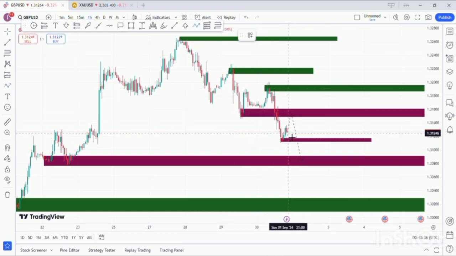But on the flip side, if price decides to break above this support zone, we'll be expecting price to continue upward to respect this resistance zone, or possibly break out of that resistance zone to continue upward to the next resistance zone just above.